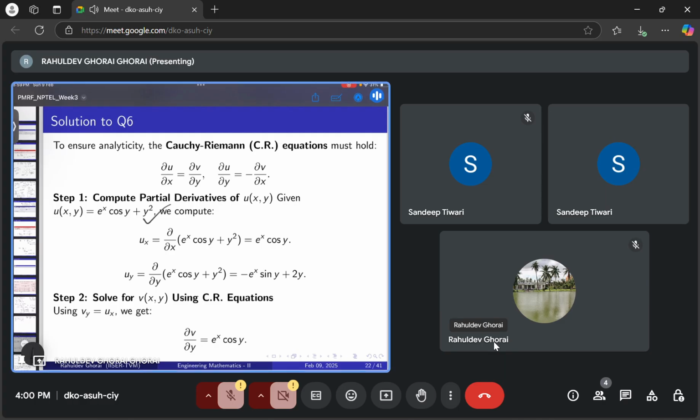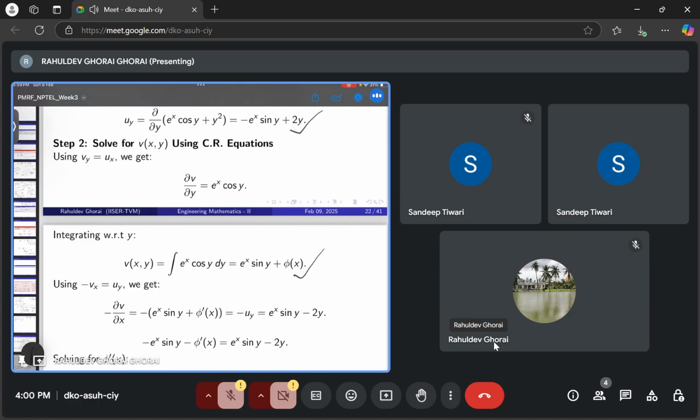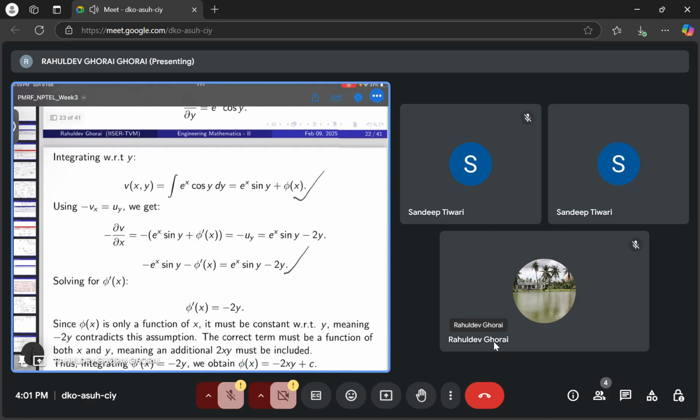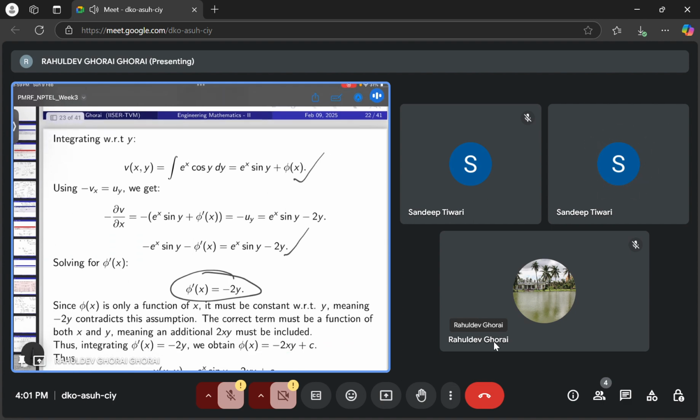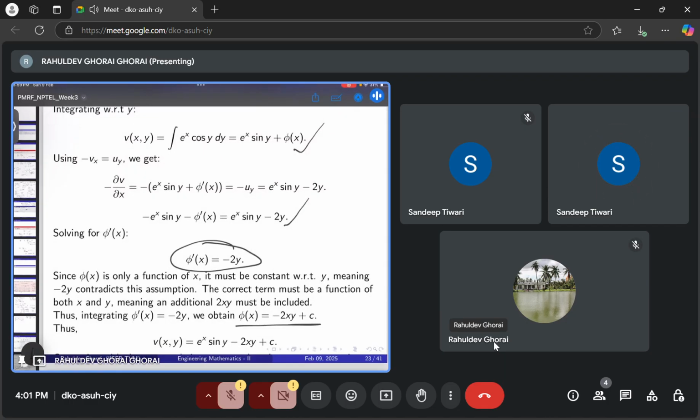We got the same. Let's see here: e to the power x cos y, x sin y, all these things. We got everything like this. Okay, phi prime x equal to 2y. So phi is the final function of x, so it must be with respect to y, meaning the correct function must be both x and y. So they treat phi as minus 2xy plus c, so that phi prime x will be, but that is not a correct way to do.